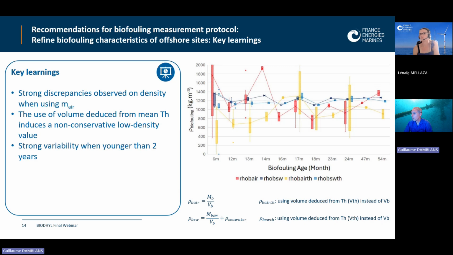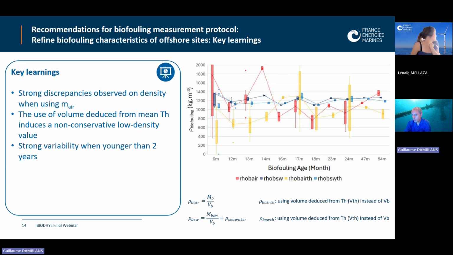And you can see that when we are using the volume deduced from thickness, we generally underestimate the density. Why? Because the volume is highly overestimated. Since we divide by this volume, at the end, the density is underestimated.